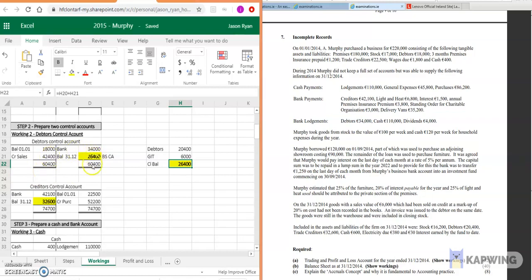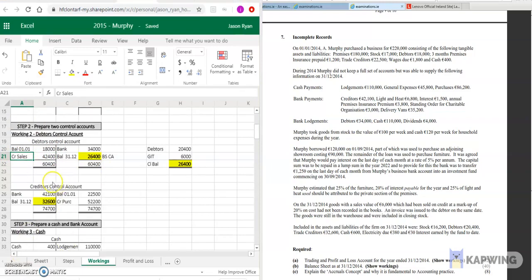So what happens then is that we've got 60,400 on the credit side, we have 18,000 on the debit side, so the difference will be 42,400. So you're going to take your 60,400, take away the 18,000, and you're going to get 42,400, and that's going to be your credit sales. So as I said, that figure is going to be used later on to help calculate the total sales figure.